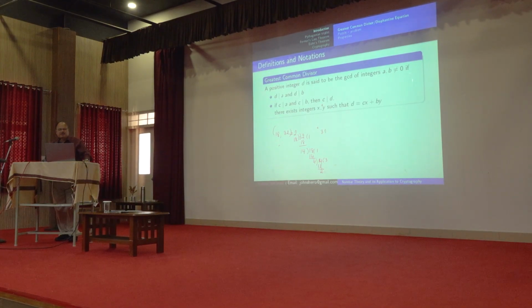So 32 is written as 18 times 1 plus 14. And then the next division we write 18 as 14 into 1 plus 4. And the last one is 14 written as 4 into 3 plus 2. Then we start with this 2. 2 is 14 minus 4 into 3, and the previous remainder is 14. So we take that 14.